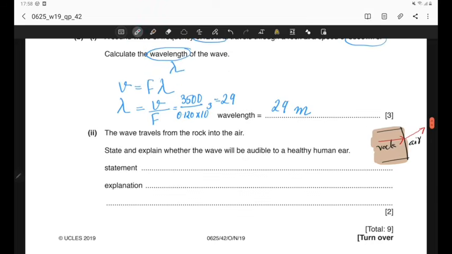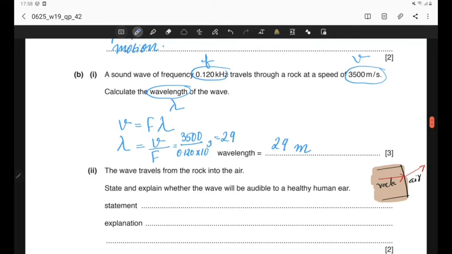So its frequency will be the same as given, 0.120 kilohertz. So the frequency of this wave is 0.120 kilohertz. Kilo means 10 to the power 3. That is 0.120 into 10 to the power 3 hertz. So we will get 120 hertz.